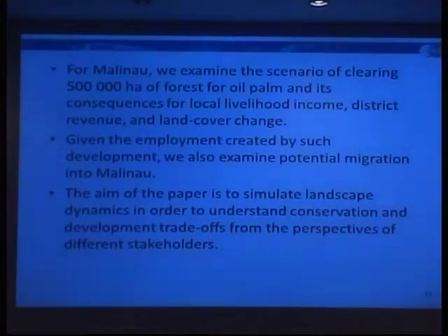In the examining scenario, they assume they're going to clear some forest. It's like you can assume, if you're a marine biologist, they're going to fish a certain amount of fish. However, you can also create employment if you start oil plantations. And actually, there's a huge amount of forest in Vietnam that is now devoted to oil plantations, and in Southeast Asia in general. The aim of this paper is to simulate the landscape dynamics to check what effects might be.